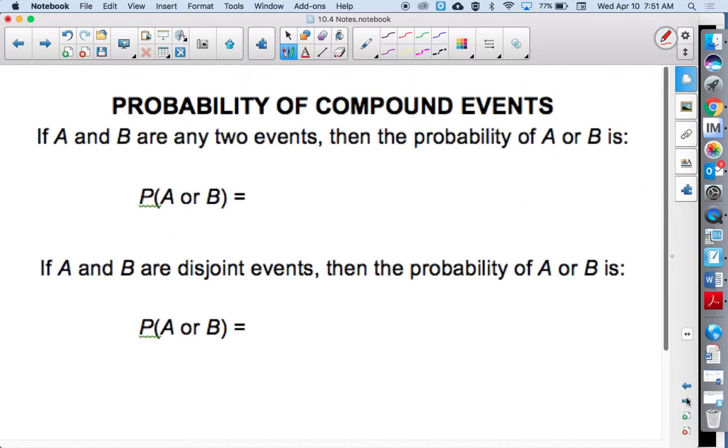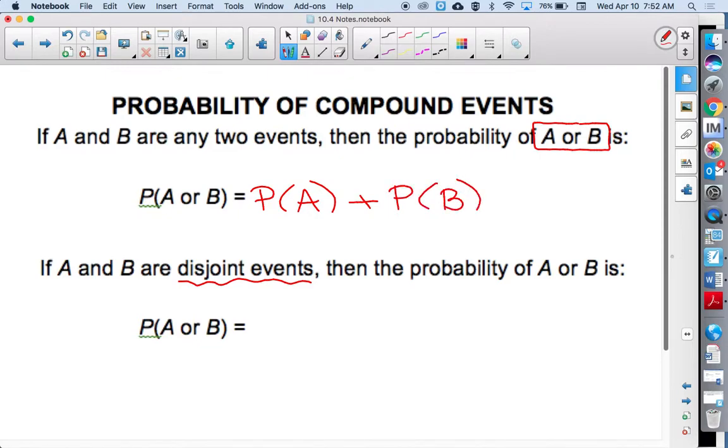So there are two little formulas that we're going to use, depending upon whether I have two events that have something in common, where they overlap, or two events that are disjoint or mutually exclusive. It says if A and B are any two events whatsoever, then the probability of A or B. That's the word you're going to see in all the questions. What's the probability of this thing happening or this other thing happening? We would find the probability of A, just like we did yesterday, and add that with the probability of B.